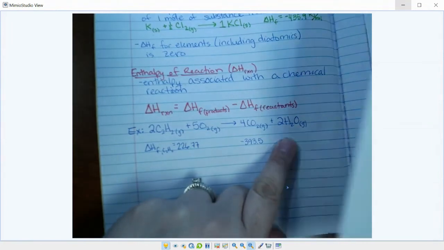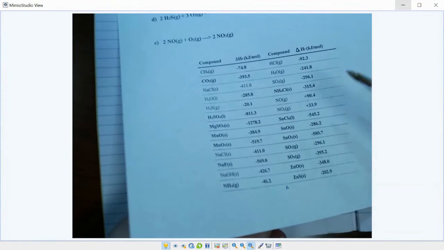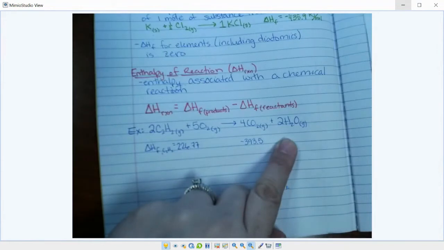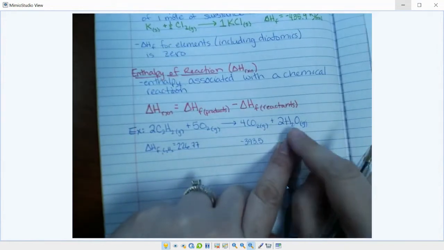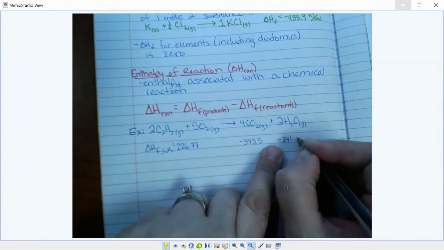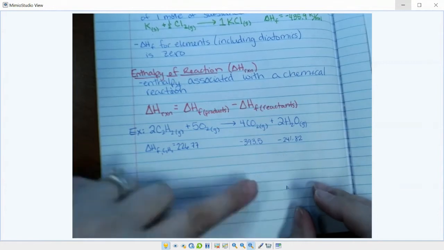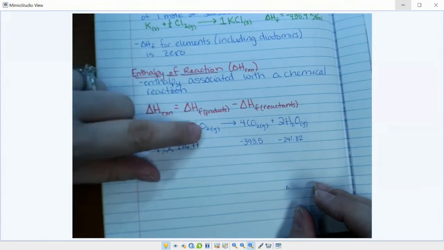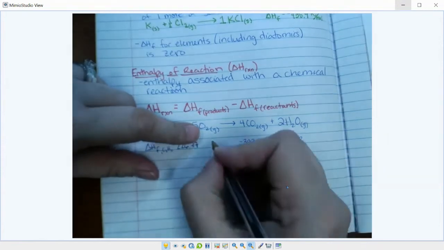So when you're looking at one of these charts, you have to make sure that you're paying attention. Like H2O as a gas is different than H2O as a liquid on here. It's right there, as a liquid. So you got to make sure you pay attention to the difference there because the state of matter does affect what the enthalpy of that formation is. And so this one is negative 241.82. And then recall that we said enthalpy of formation for elements, including diatomics, is 0. So the enthalpy of O2 gas is just 0.